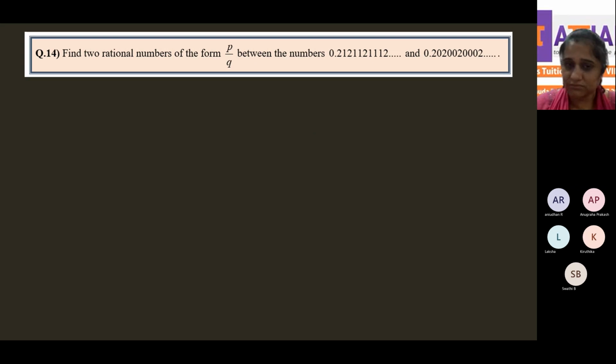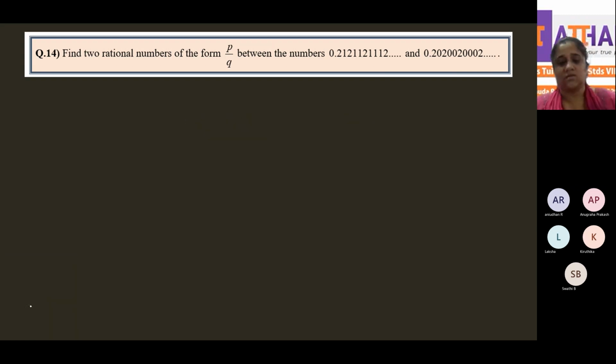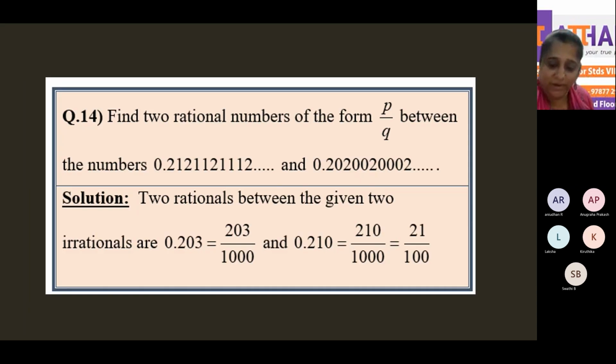Ma'am, I got 2023 by 10,000 and 2027 by 10,000. By 10,000. So that means 40. So 2023 here. Very good. 2027 here. Correct. Yes, you're right, Swati. Fine, children. Now you'll have to help yourself better.